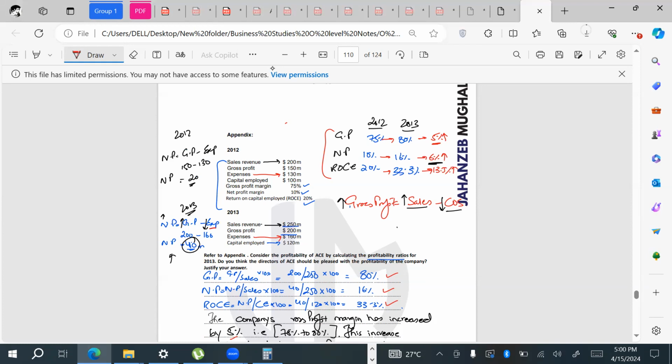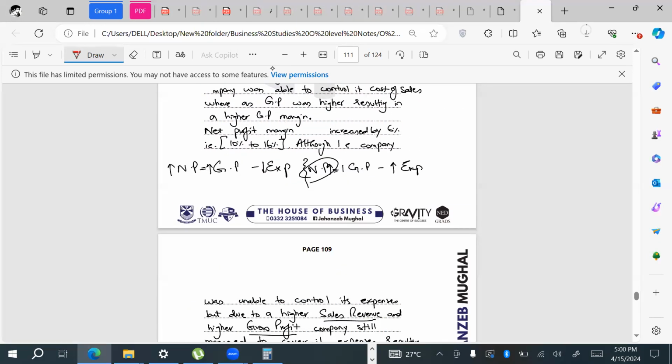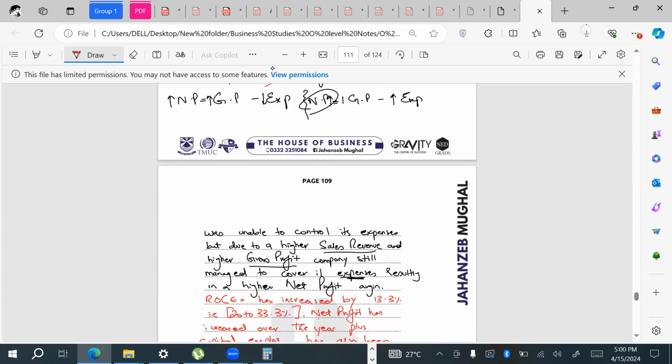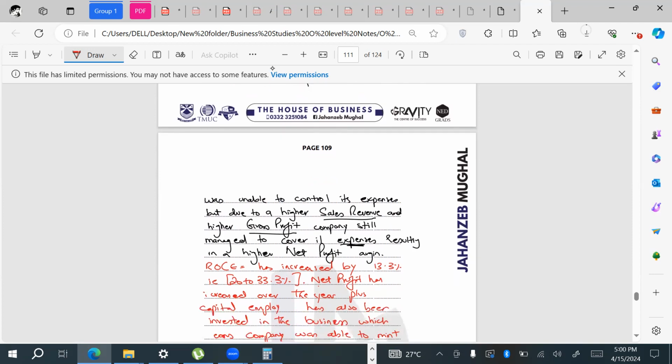So what are we going to write over here? We are going to write net profit margin increased by 6%, that is 10% to 16%. Although the company was unable to control its expenses, but due to a higher sales revenue and a higher gross profit, the company still managed to cover its expenses, resulting in a higher net profit margin. Did you understand what it's saying?